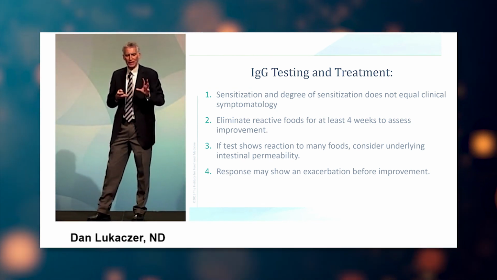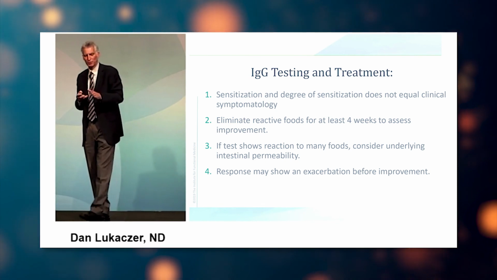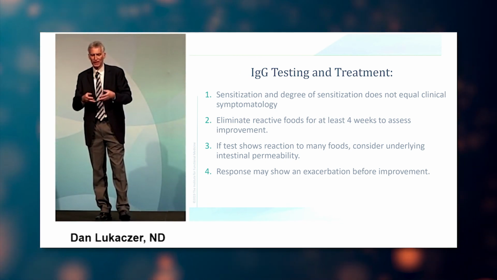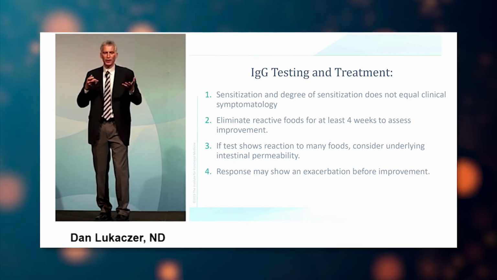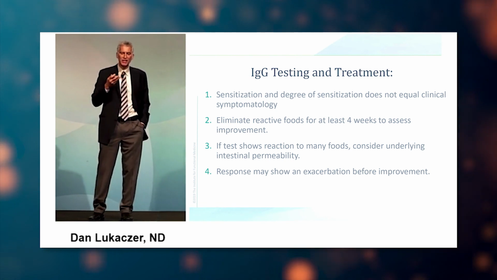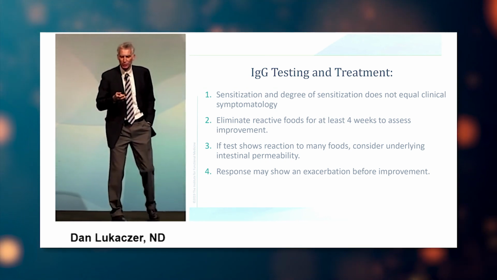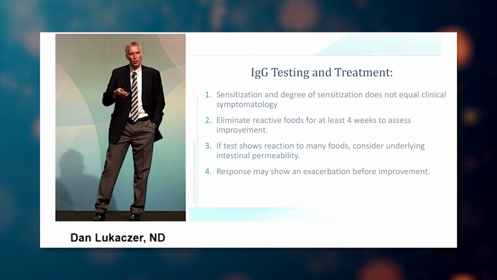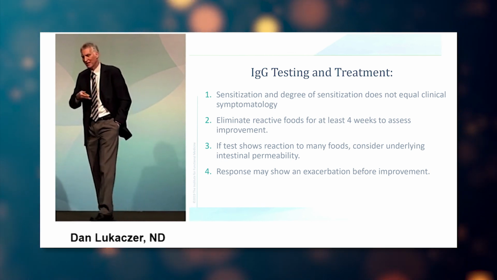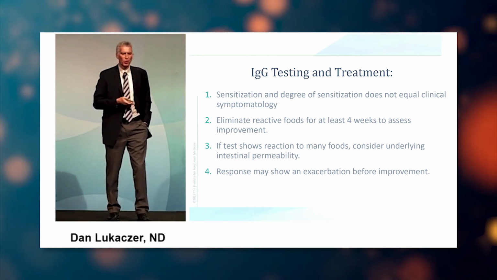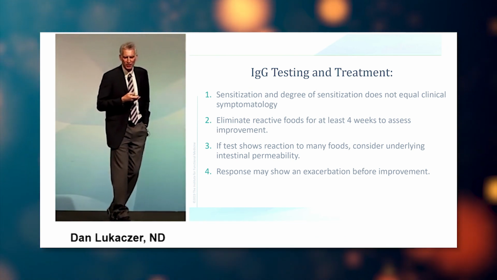So two, eliminate reactive foods for at least 4 weeks to assess improvement. Again, I talked about 4 weeks, the half-life. Therefore, the circulating antibodies go down by half, which seems to be enough in many people to see improvement, at least initially. That doesn't mean they're not going to improve more, and Dr. Bischoff will talk about how long you may want to do that over time, because I think you will see more positive results as well.